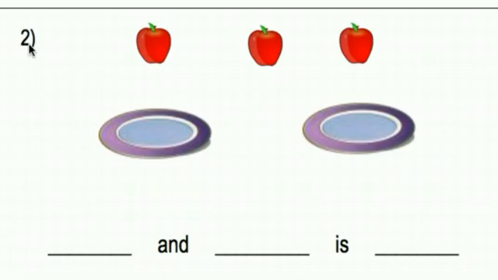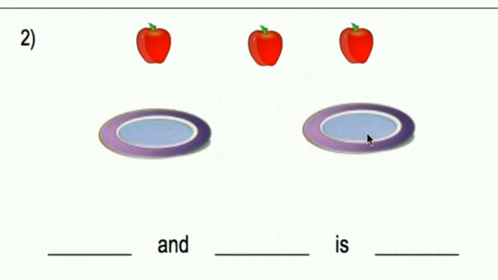Pencil on number 2. The question reads, Sally has 3 apples. She puts the apples on 2 plates. Write the number of apples on each plate. Write the number sentence to explain the story. Sally has 3 apples. She puts the apples on 2 plates.